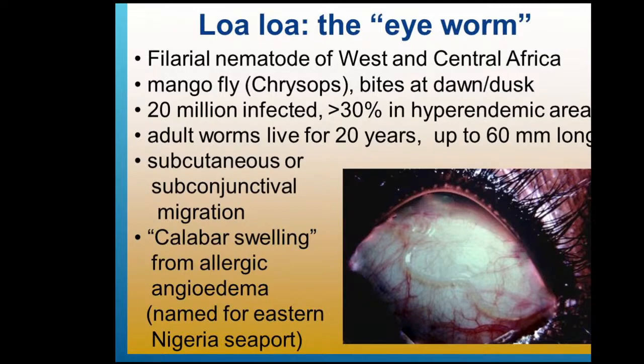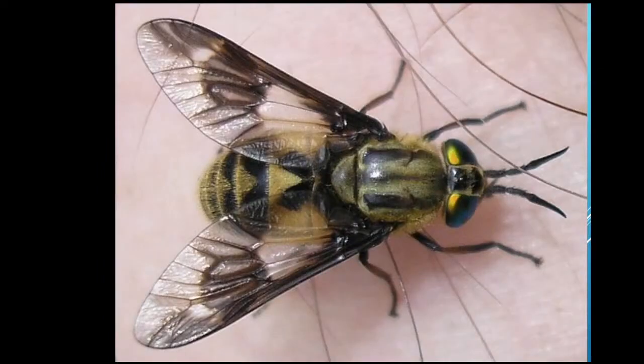The geographical distribution of Loa loa is some parts of Africa, and the distribution is limited by the geographical distribution of the mango fly. So this is the fly Chrysops. This is the specific vector for Loa loa. Loa loa is the causative agent of loiasis.